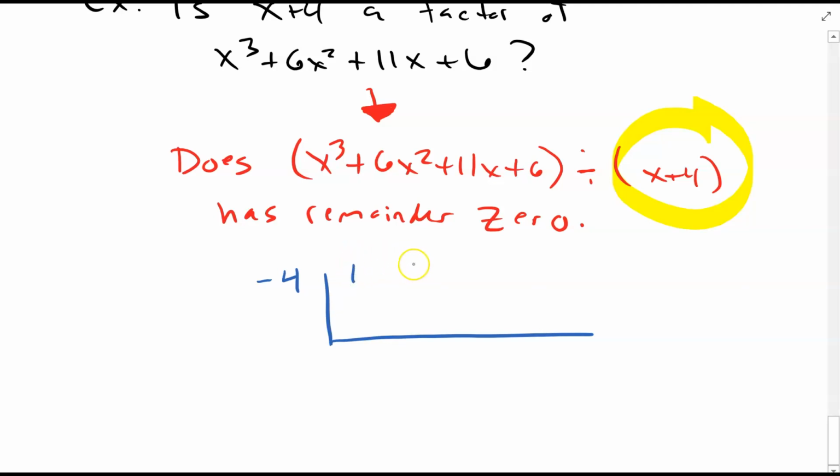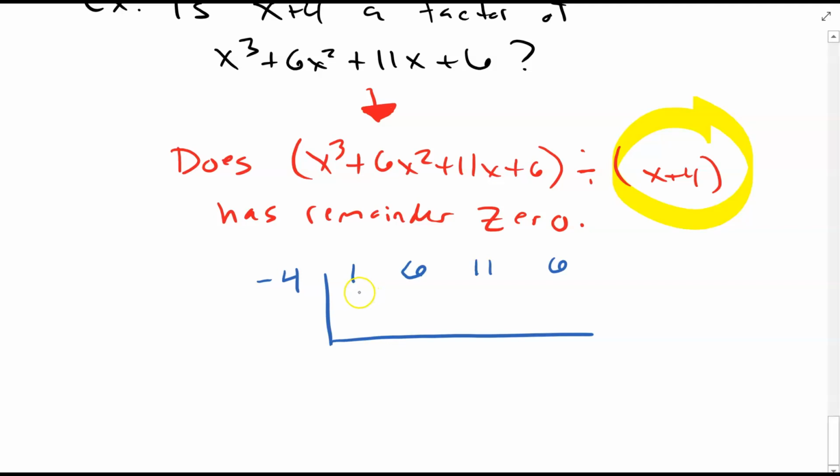What numbers do I write on the inside? 1, 6, 11, and then 6. Where am I getting those 4 numbers from? They're the coefficients of the dividend, right? Everybody's okay with that? Notice I didn't have to include any zeros there because I don't skip any terms in my dividend. I go from degree 3 to degree 2 to degree 1 to the constant term, or degree 0. So there's no need to include any extra zeros there.